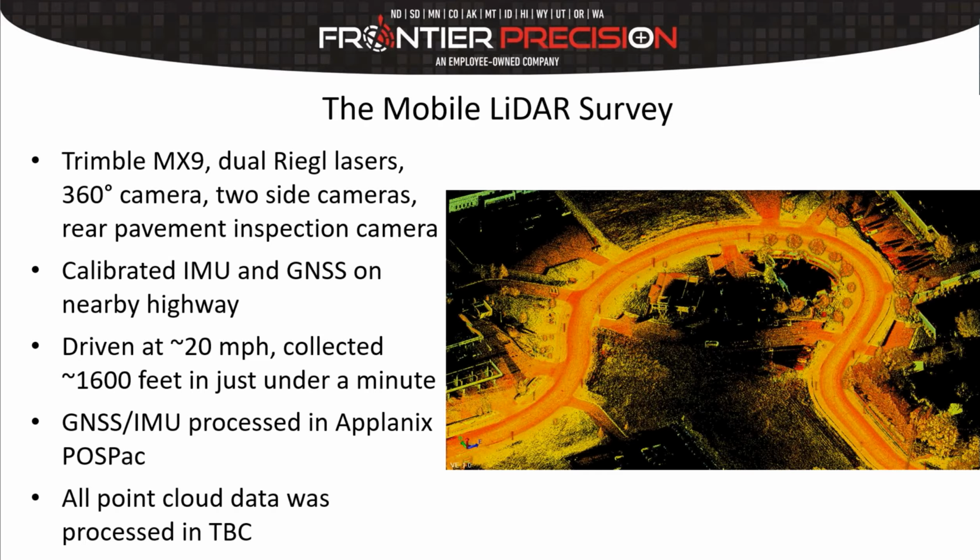And then when we actually had him drive this road, he drove, I think it was actually 18 miles an hour is what we figured it out to be, but right around 20 miles an hour, and collected 1,600 feet of data in just under a minute. So you can see on the screen there, that's the whole mobile mapping project. The ends are cut off a little bit, but he got all that in under a minute. We brought that data in and processed the trajectory and the IMU, GNSS, all of that in POSPac. And then you bring all that data into TBC, and using TBC's mobile mapping module, we processed everything in TBC, created the LAS files and so on.